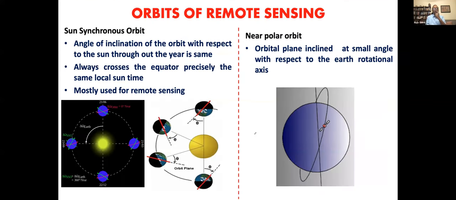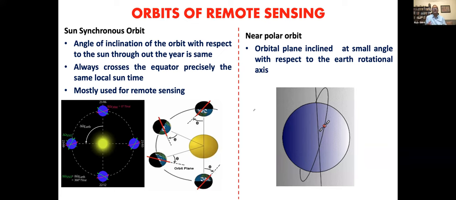Then we also talk about how, depending upon the position of the orbit, the satellite and the Earth, we define something as a sun synchronous orbit, where the angle of inclination of the orbit with respect to the sun throughout the year is the same. Which means that the satellite will cross the equator at precisely the same local sun time, which is very good because when you are comparing data from one time to another, you don't want the illumination condition to change.